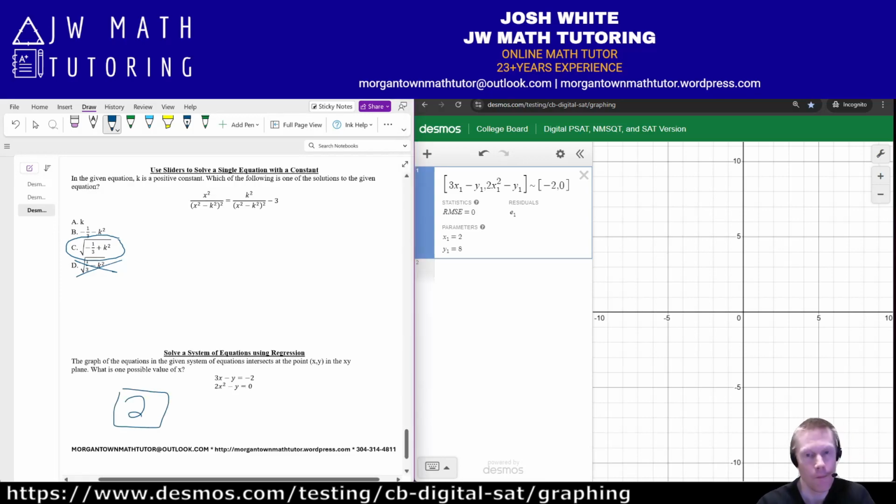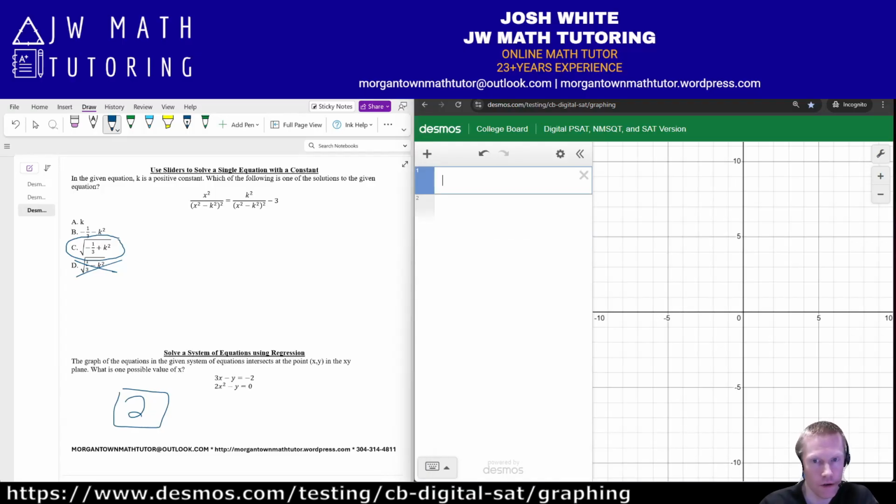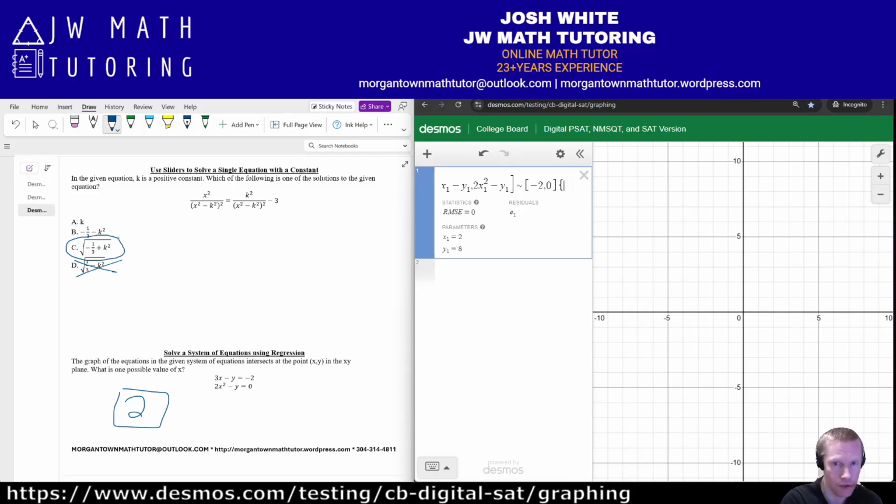But let's say what the question actually said was, what is the negative value of x that is a solution to this system of equations? So we don't want positive 2, we want the solution which is negative. So in that case, what we would do is put in this qualifier. You could make it less than 0, or if you didn't know exactly what it was, you could just say less than 2.